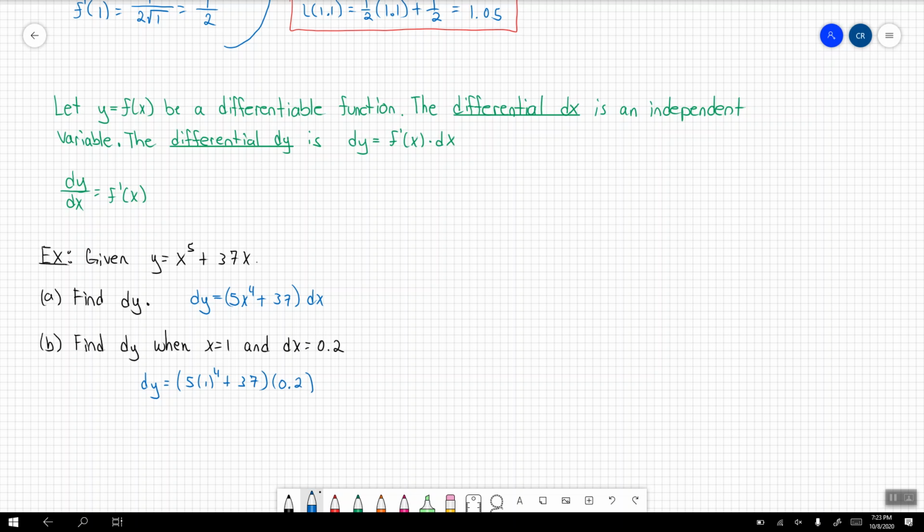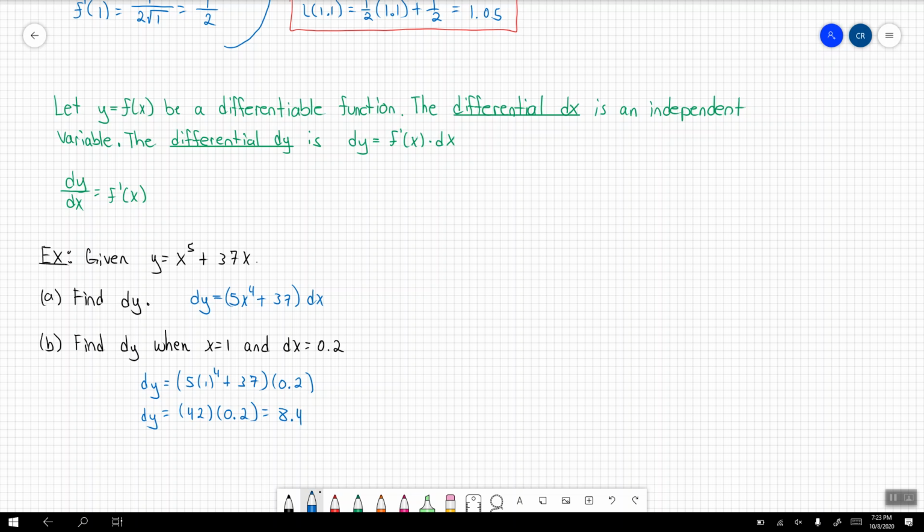Okay, that looks pretty good here. So far we have that dy is equal to 5 plus 37. It's going to be 42. So we get 42 multiplied by 0.2, and this should get us 8.4. Therefore, the change in the y value, or the change in this function, when x is 1 and when the change in x is 0.2, that change in the y values is going to be 8.4. Awesome. So again, differentials allow us to observe the change in y and observe the change in x.